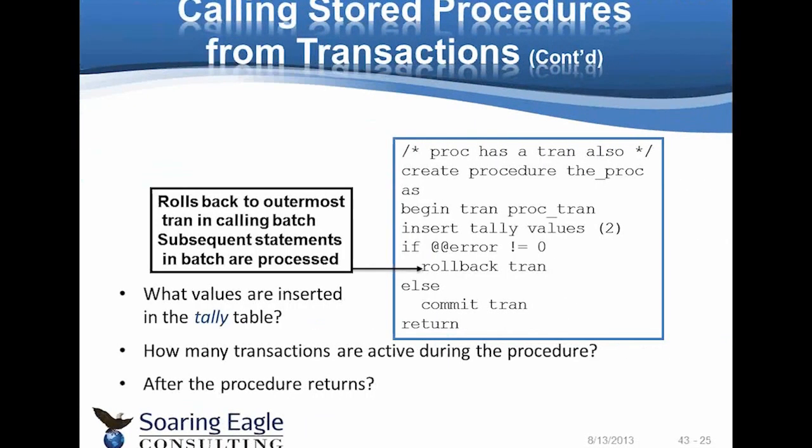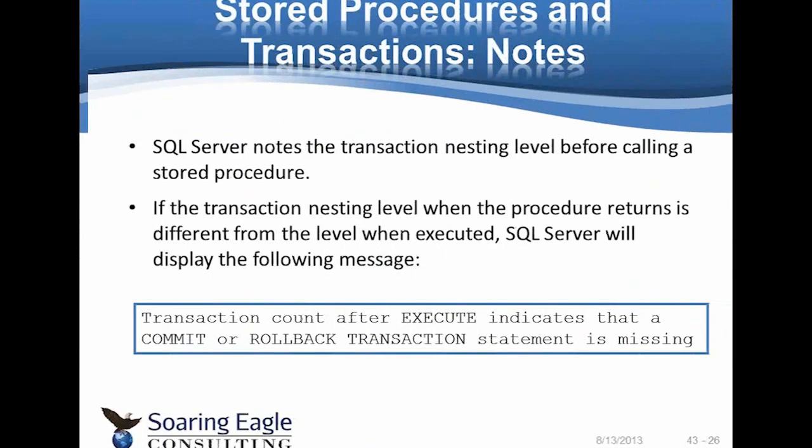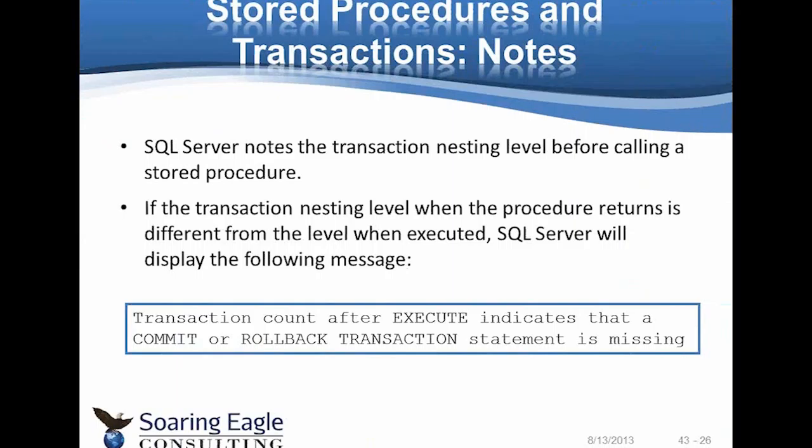So the problem that we run into is if you have an outermost transaction and you have an inner transaction, and the inner transaction within a proc does a rollback, the value of @@trancount is changed coming into and out of the procedure. The procedure detects that, and it throws off an error. You get a message along these lines. Transaction count after execute indicates that a commit or rollback tran statement is missing.